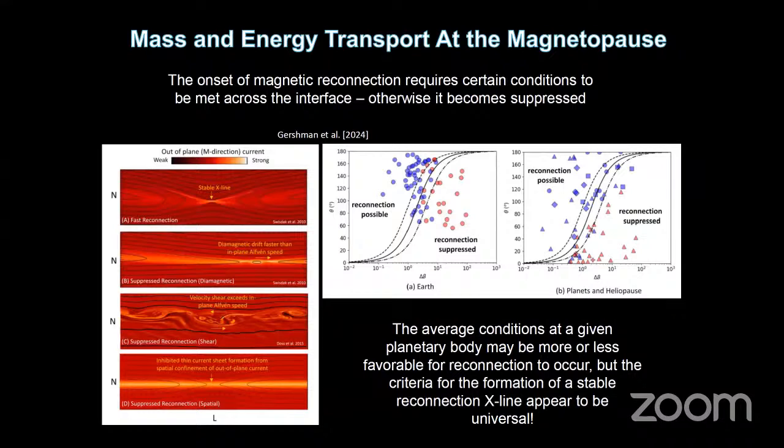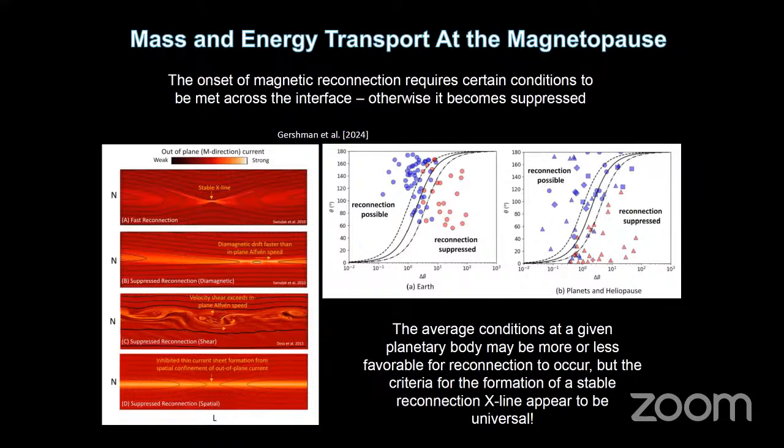And then there's a bunch of things that can stop that from happening. So the next panel down is diamagnetic drift suppressed reconnection. When the density gradient across that magnetopause boundary is so strong, the X line actually drifts faster than the outflow can outflow, and that stops reconnection from happening.